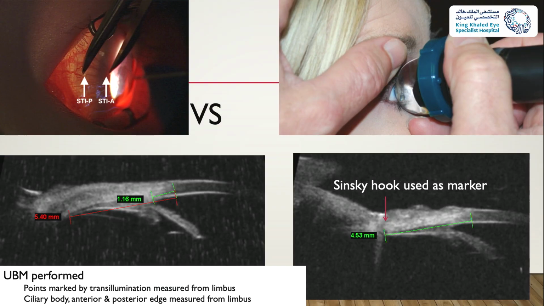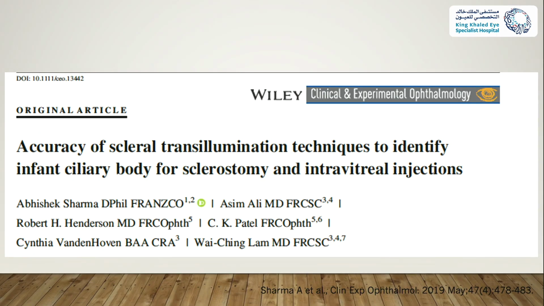You have a live view of the anatomy of the ciliary body and the pars plana, and you don't have to worry about the post-mortem changes on the eye. But in order to know the locations, we use the Sinskey hook to mark it so that we can see this kind of artifact, then we know the locations. I'm not going to take you through that, but we've done a whole bunch of children's eyes, and we published the data, and for those who are interested, you can read that up, and it will give you some comparison between the UBM measurements and the scleral transilluminations.